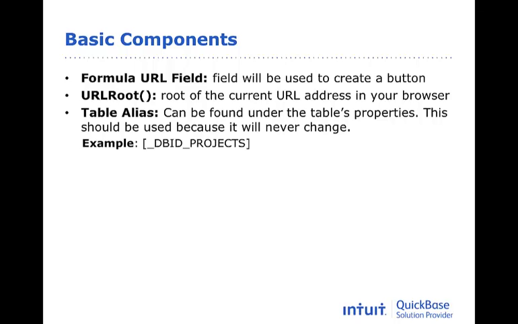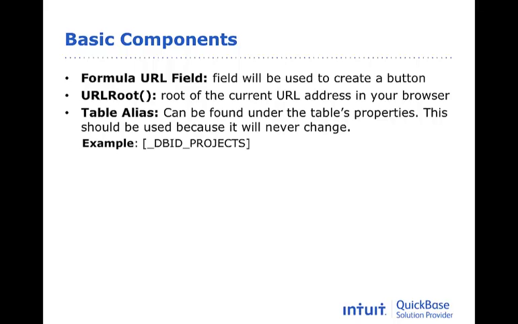Formula URL field is the field type that will be used to create the button. You will need to create the field in order to create the API call within the application. URL root is the root of the current URL address in your browser. Table alias: the alias for any table can be found under the table's Properties, Advanced Properties section.